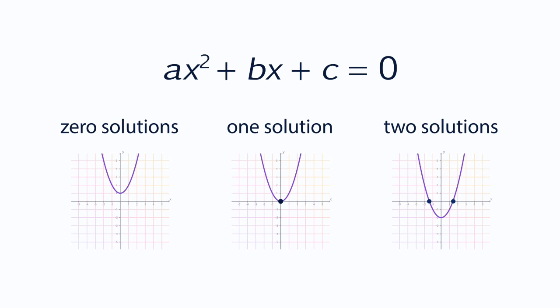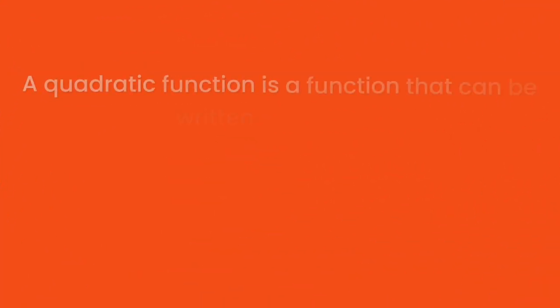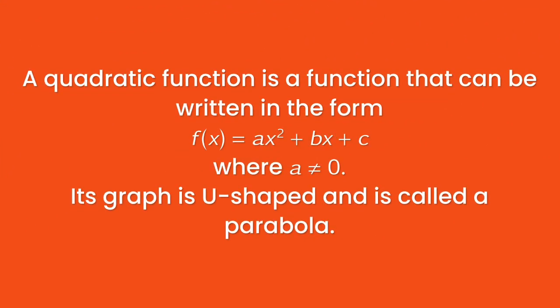But, for now, a quadratic function is a function that can be written in the form f of x equals ax squared plus bx plus c, where a is not equal to 0. Its graph is U-shaped and is called a parabola.